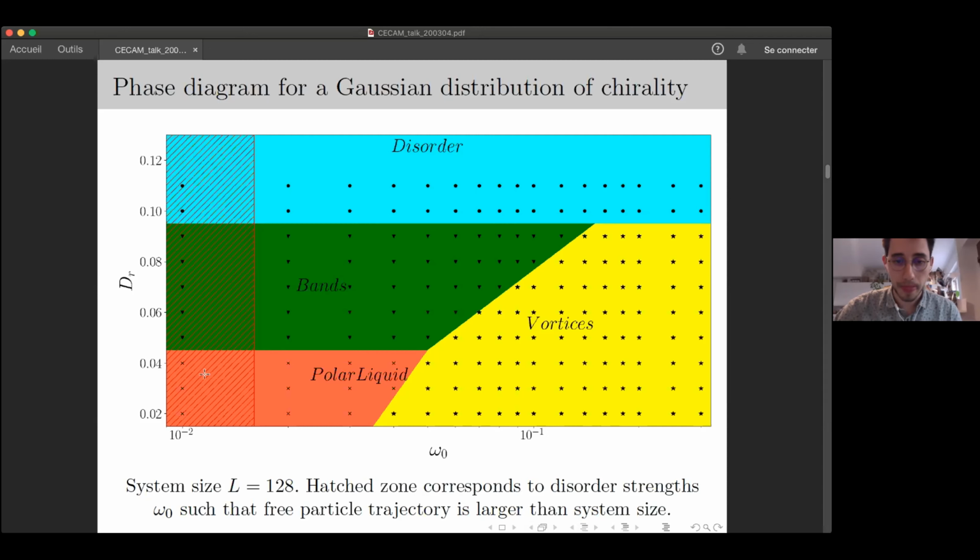So now let me increase the chirality, and we see that at a given point we get a new phase which is called vortices. So for both bonds and polar liquid. So let me characterize this new phase.